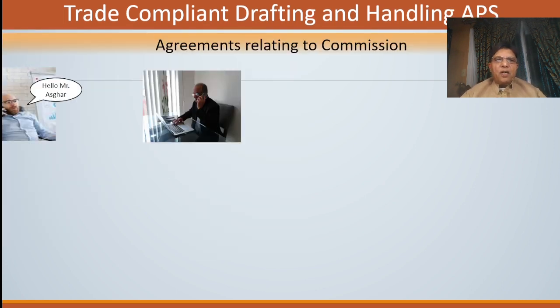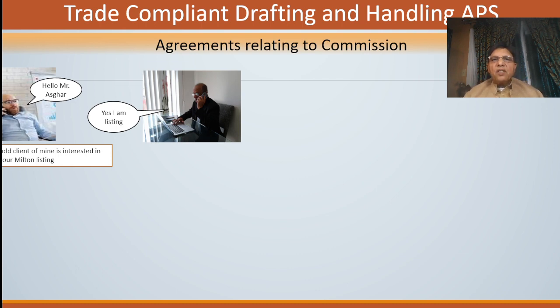Now, scenario three: another agent calls Mr. Javed. Hello, yes, I'm here listening. An old client of mine is interested in your Milton listing. This is relating to the agreement of commission. Now, the commission mentioned in the listing is 2.5% for the cooperating brokerage. But this agent who is calling is willing to work on that commission.